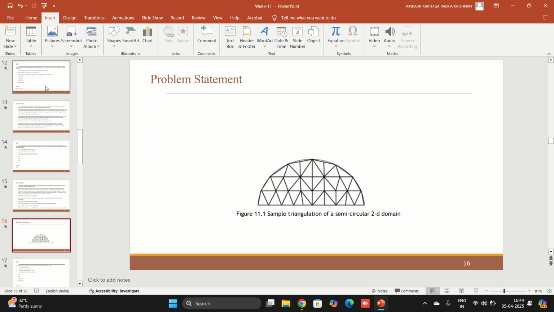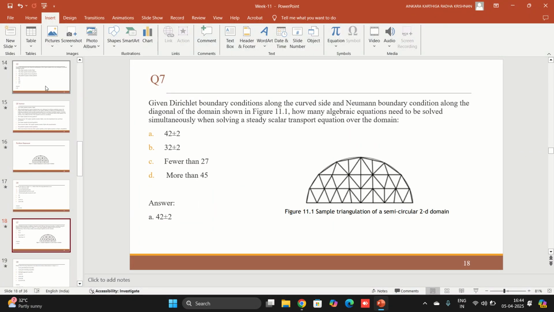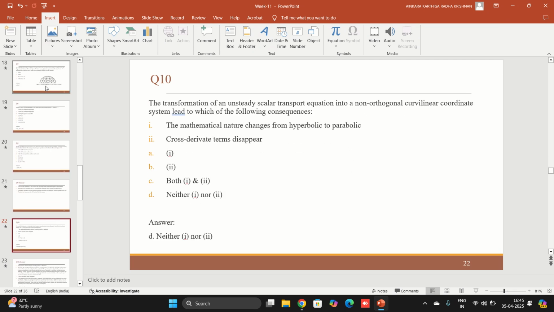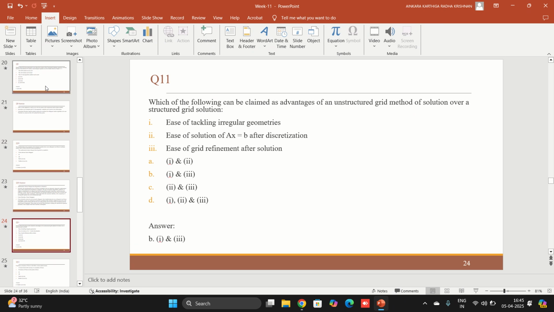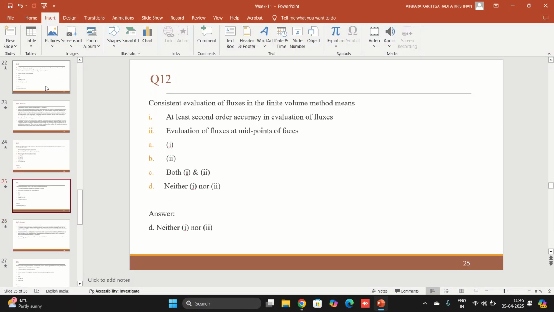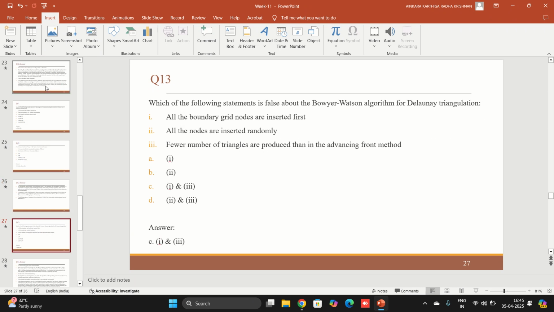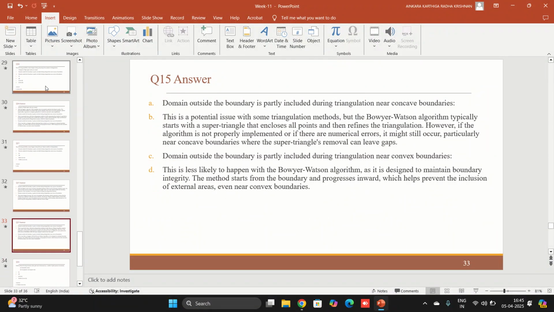Also, we have seen the transformation, and we have seen that the nature of the equation remains constant. It does not change during transformation. More or less, that's it in today's class. I think we have almost covered all the things that we require. Evaluation of fluxes: consistent evaluation of fluxes in the finite volume method means conservation across the common faces of adjacent cells. So yeah, that's it for today's class.